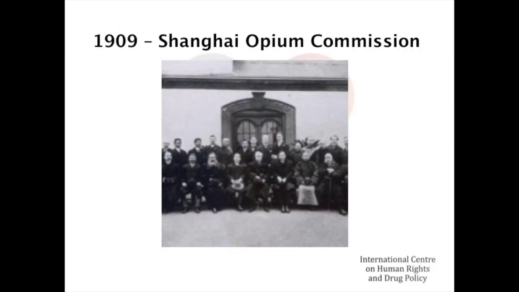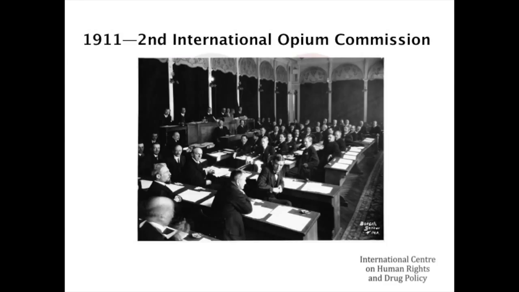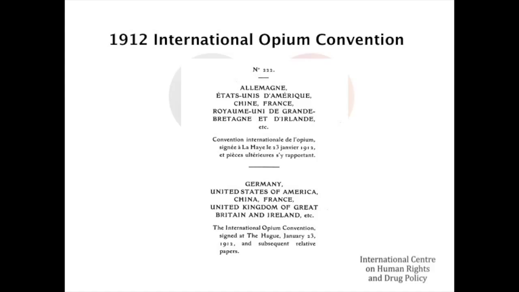Wright's second stage of drug control begins in 1909 with the meeting of the first International Opium Commission in Shanghai. This was a meeting of 13 states, and it was really the very first multilateral meeting on drug control. They produced quite a long report on the opium trade and a number of recommendations, which in 1911, at the second meeting of the International Opium Commission at The Hague, were codified into the very first international drug control treaty, which was the 1912 Opium Convention.